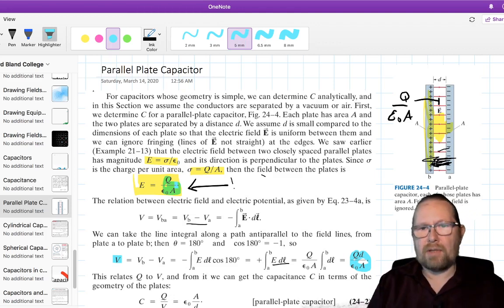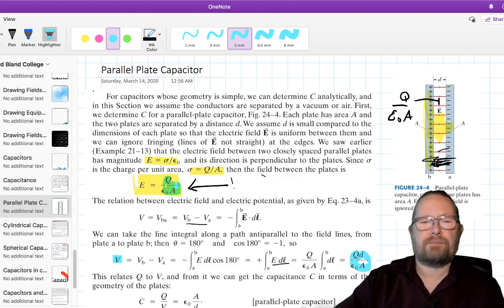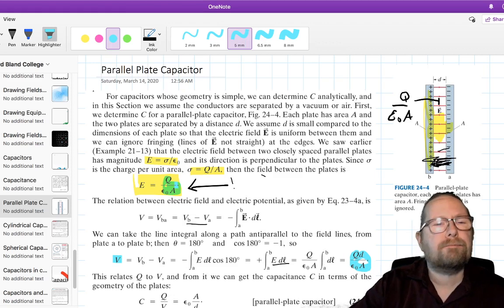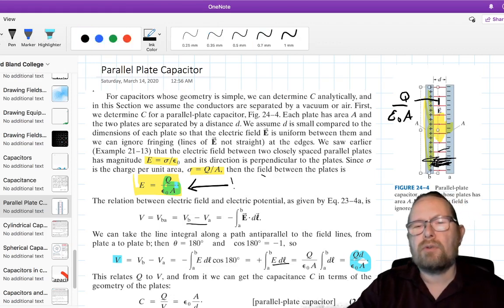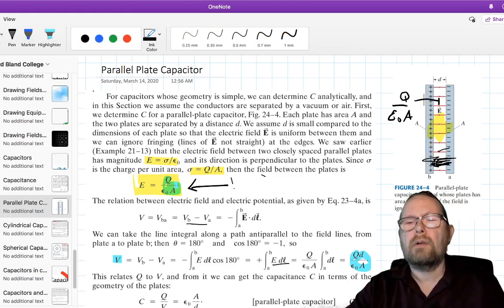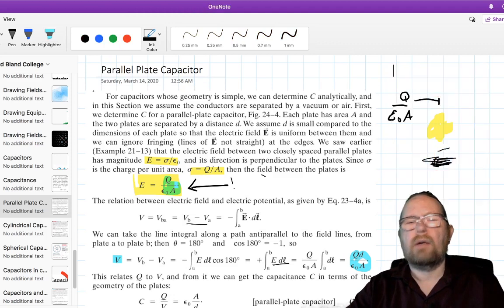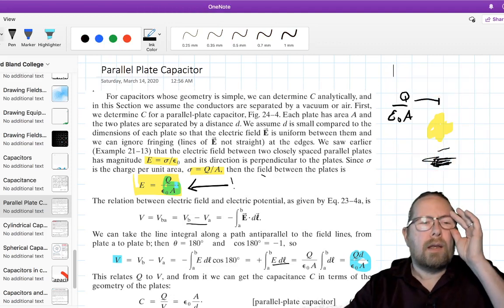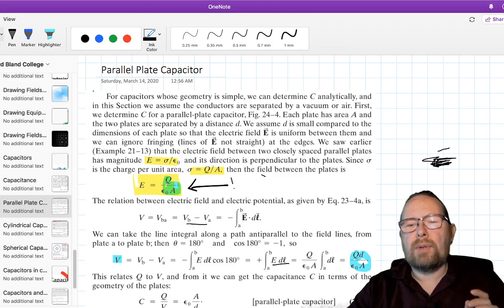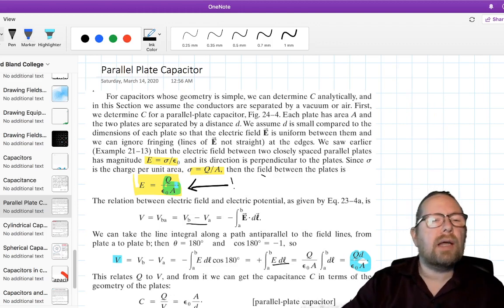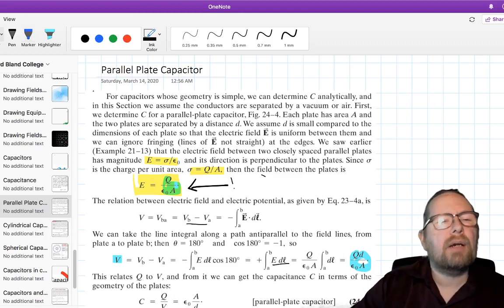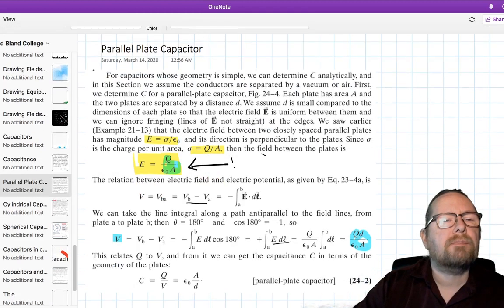If we think about this in terms of equipotentials, let's do this. Let's get rid of this little drawing here and make our own drawing. If we ask what do the equipotential surfaces look like in a parallel plate capacitor, let's see.